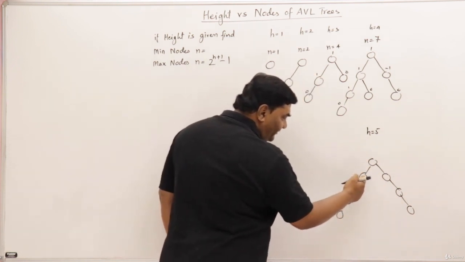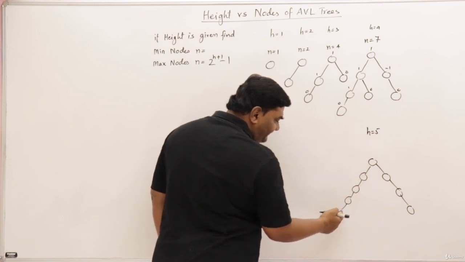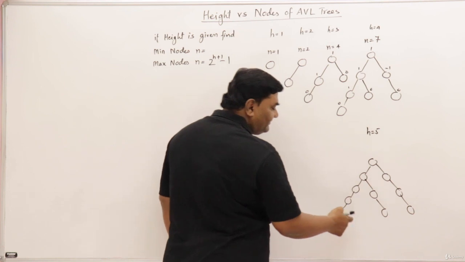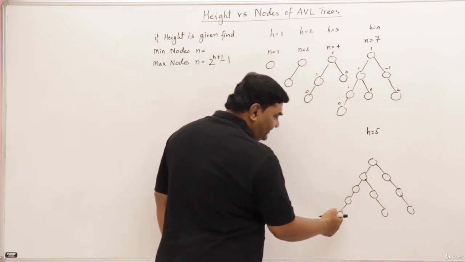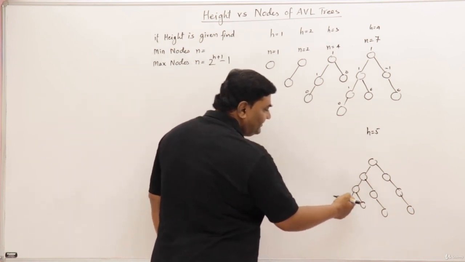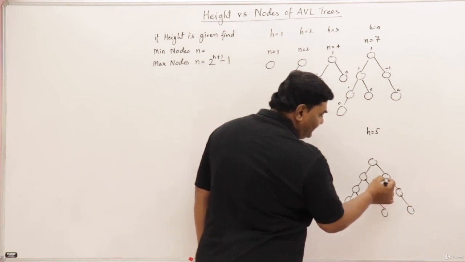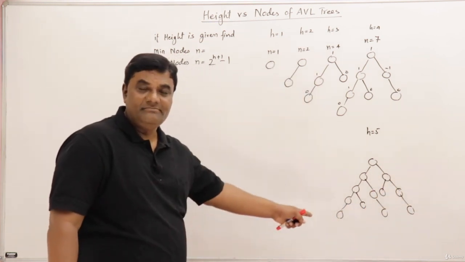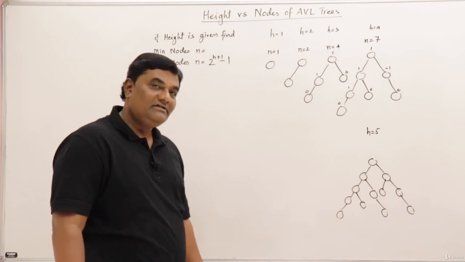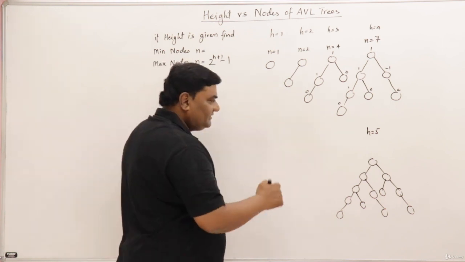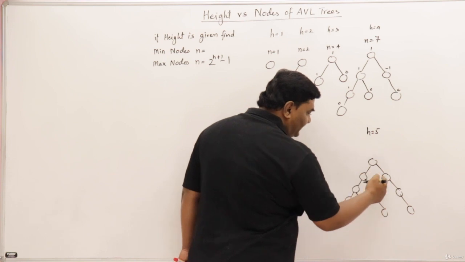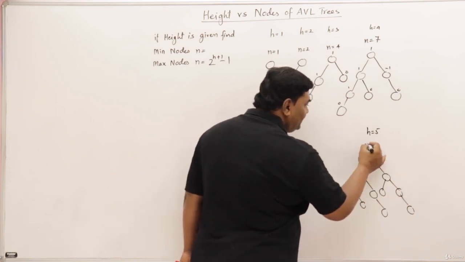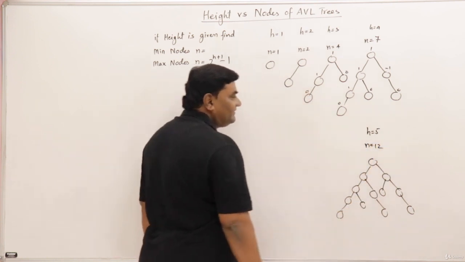Then what about this? For this, including this one, 1, 2, 3, 4 you have. So you should have 1, 2, 3. Now it is balanced. Now here you have 3, so here you should have 2. Balanced. Here you have 3, here you should have 2. Balanced. Now this is balanced. If you check the balance factors for all the nodes, then the tree is balanced. Total how many nodes are there? 1, 2, 3, 4, 5, 6, 7, 8, 9, 10, 11, 12. So minimum 12 nodes are required.